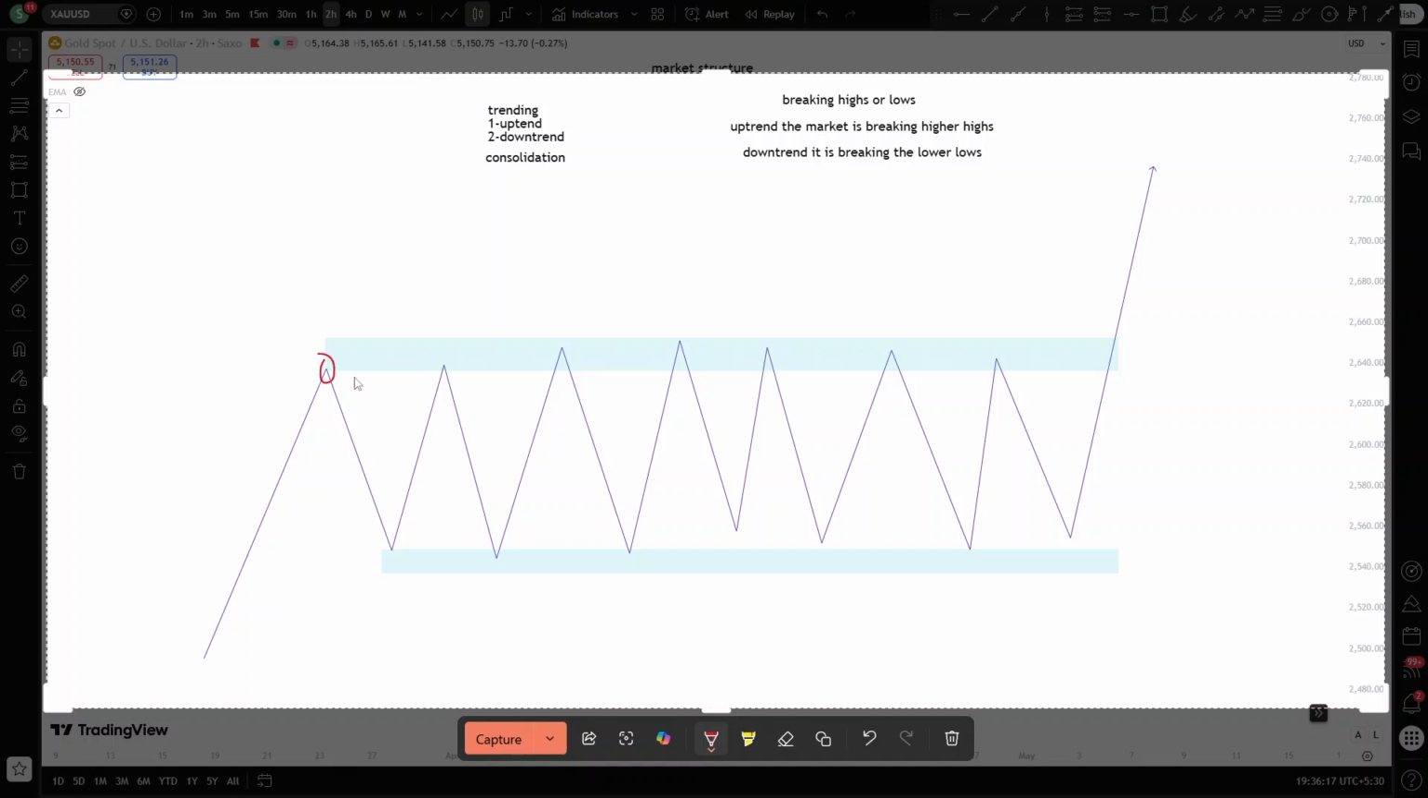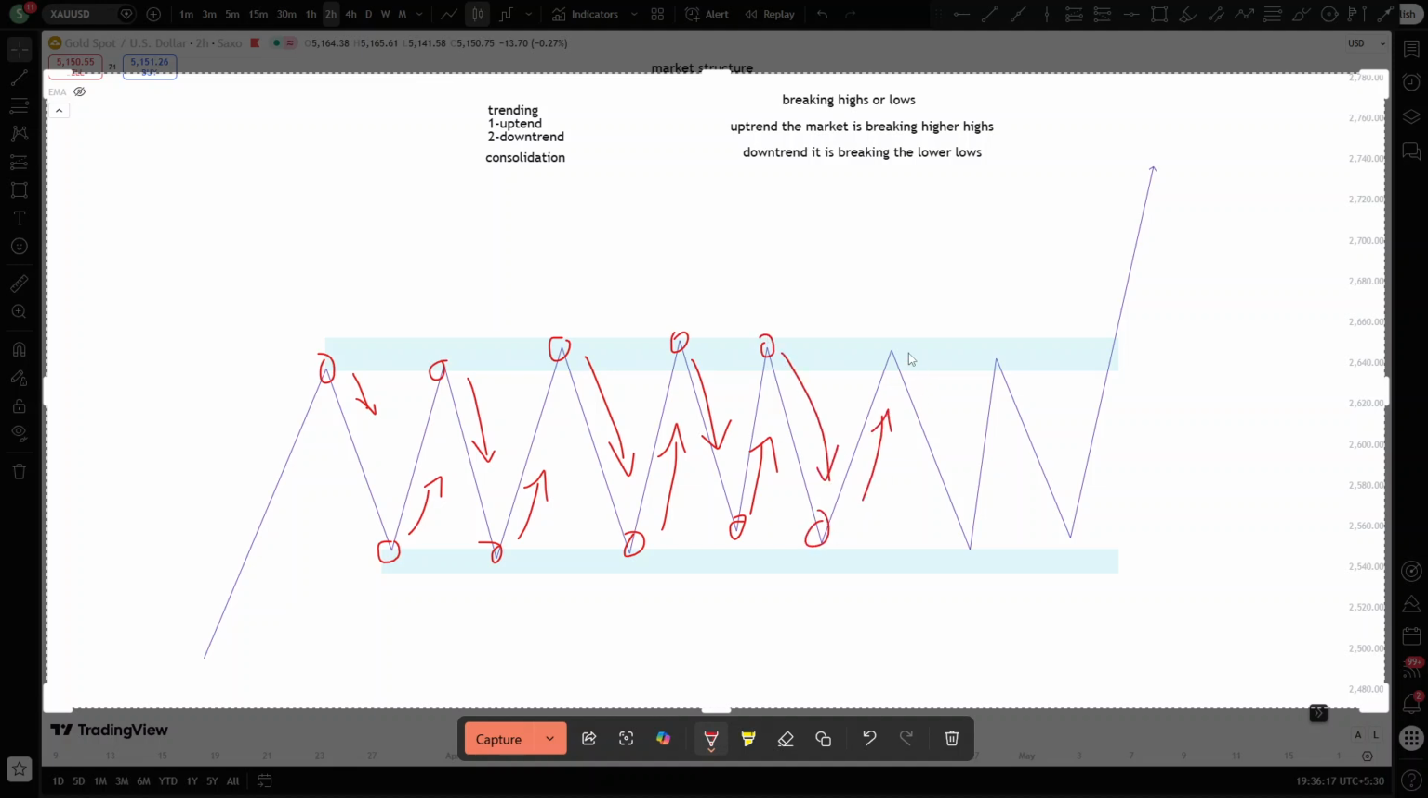This is what you are seeing here. The market came here, it was rejected. It came here again, it was rejected. It came here, it was rejected, and again. It's the same thing. So the market is failing to give you a clear break of structure. It's just doing this.